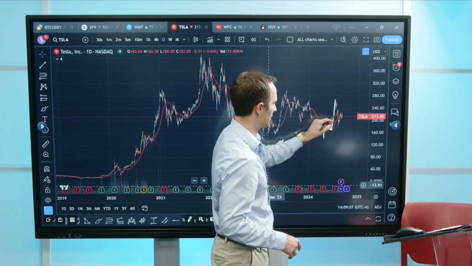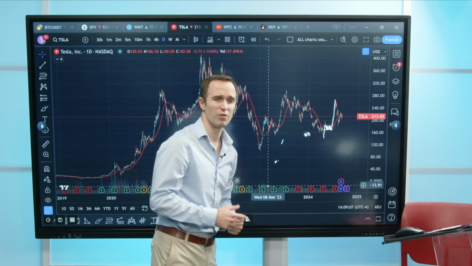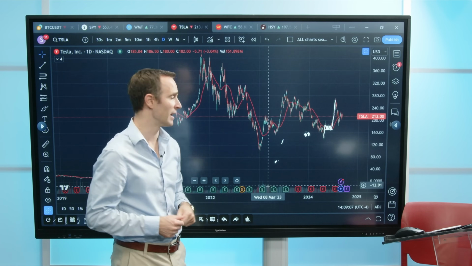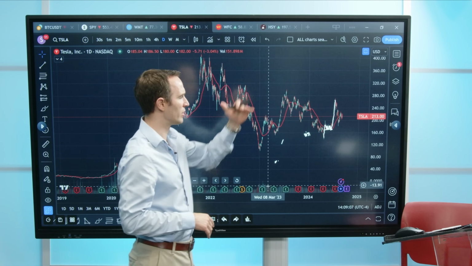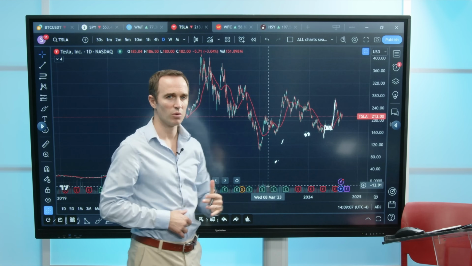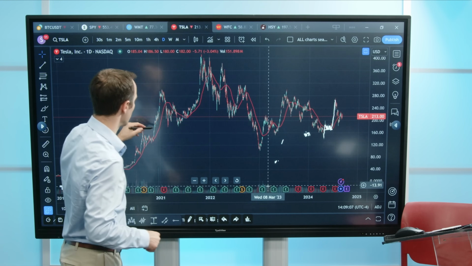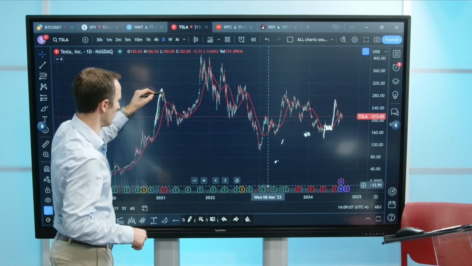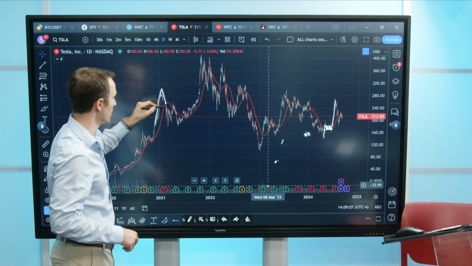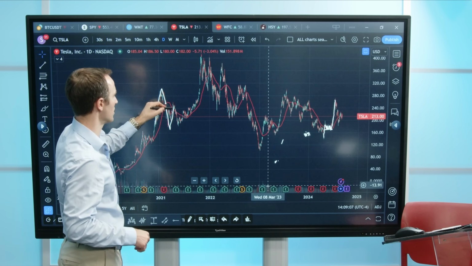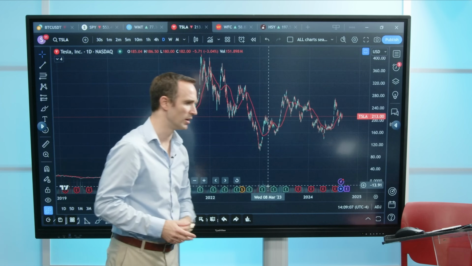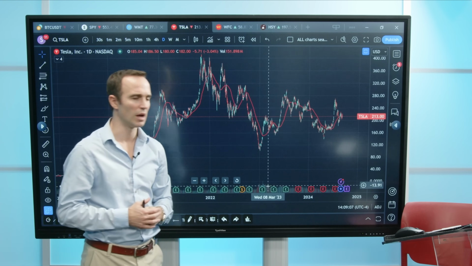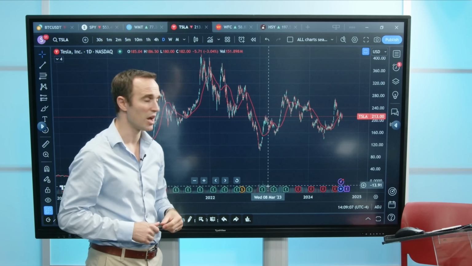You can see it's very extended from the 50. In general, the 50 MA is kind of like a magnet. Price always will get back to the 50, whether it's to the upside or to the downside. In other words, if price is above the 50, it will always come back to the 50. If it's below the 50, it will always come back up to the 50. So it's somewhat of a watermark, line in the sand for stocks.